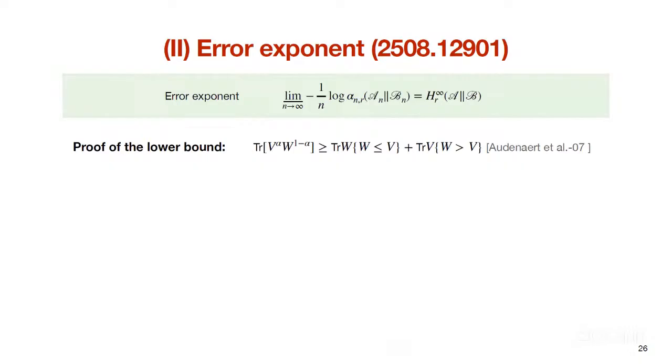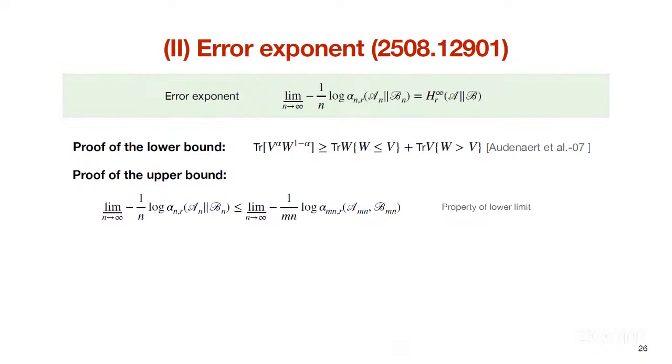This is a sketch of how to prove it. For the lower bound, we make use of the minimax inequality, which is quite straightforward. For the upper bound, we make use of a few fundamental properties. The first one is that the lower limit is always smaller than the lower limit of a subsequence, for any sequence of numbers. Then we can make use of the minimax theorem to pull out the supremum of each of the states that we optimize over.